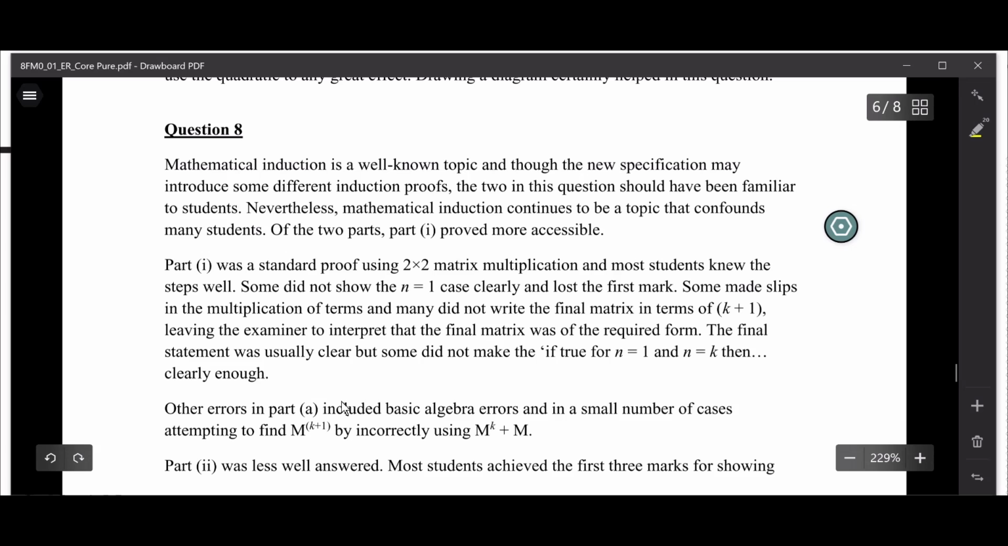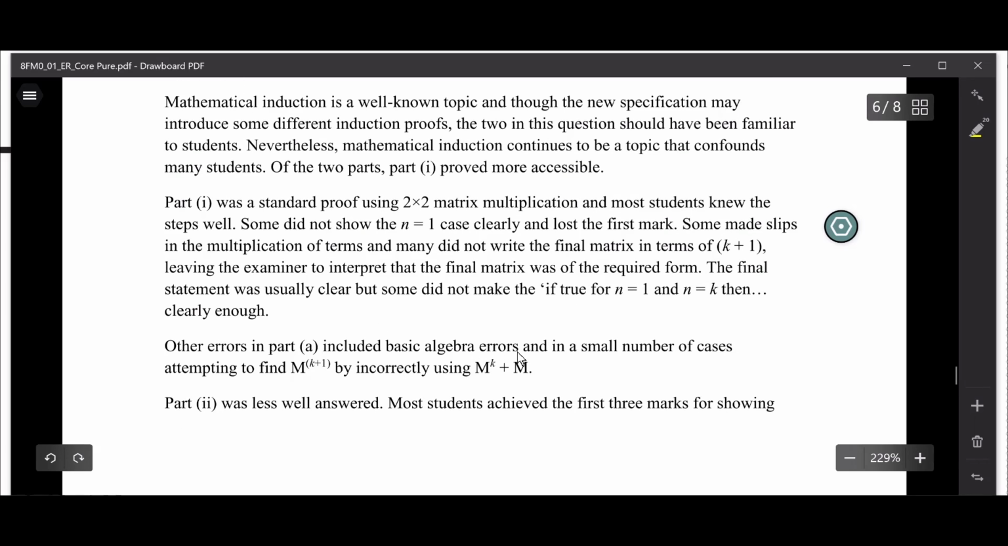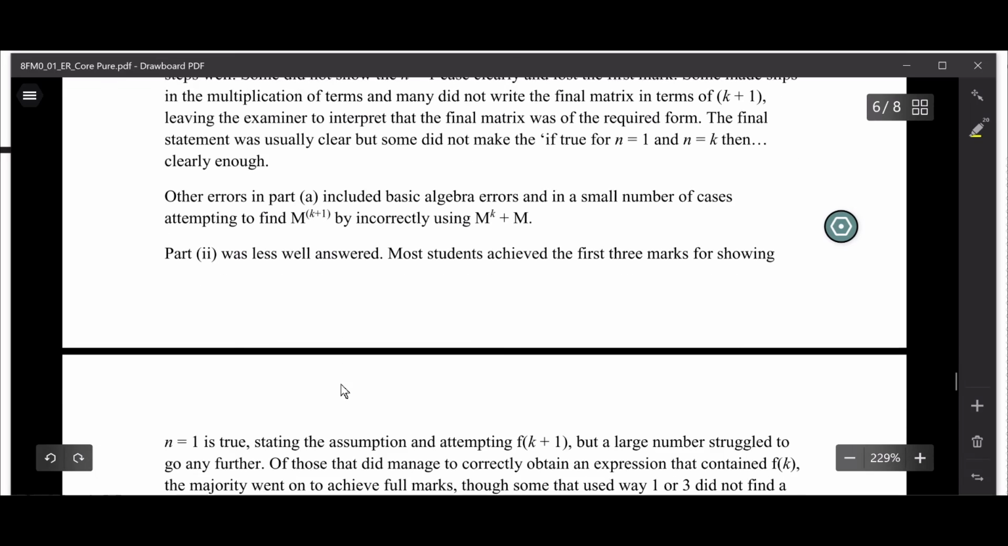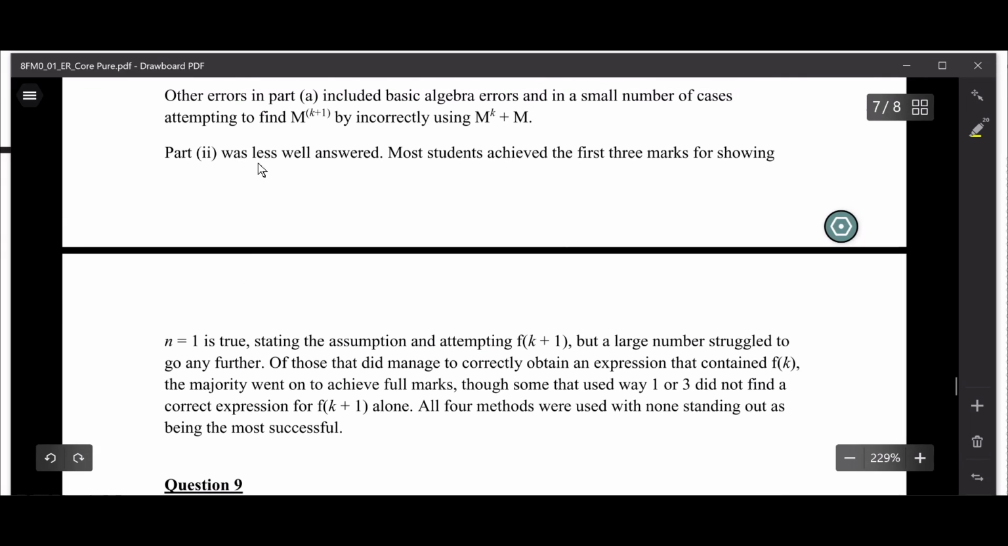Other errors in the first part include basic algebra errors, and in a small number of cases attempting to find the matrix of k plus 1 by incorrectly using M to the power of k plus M. Remember, we have to multiply the bases. The next part was answered less well.